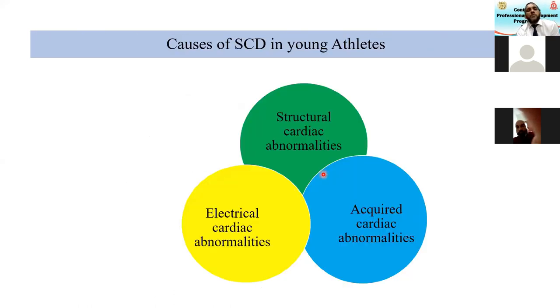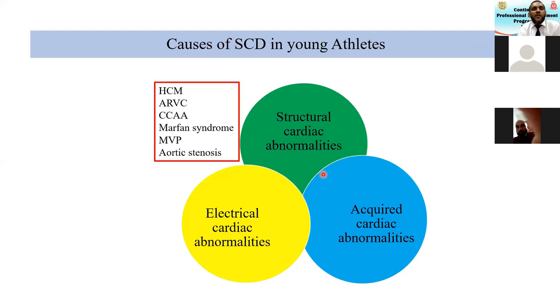Now, the causes of sudden cardiac death are basically divided into structural, electrical, and acquired. Among the structural cardiac abnormalities, the commonest one is, as we discussed, hypertrophic cardiomyopathy, then arrhythmogenic right ventricular cardiomyopathy or arrhythmogenic cardiomyopathy, congenital coronary artery anomalies, Marfan syndrome, mitral valve prolapse, and aortic stenosis. These are the conditions associated with structural defects.